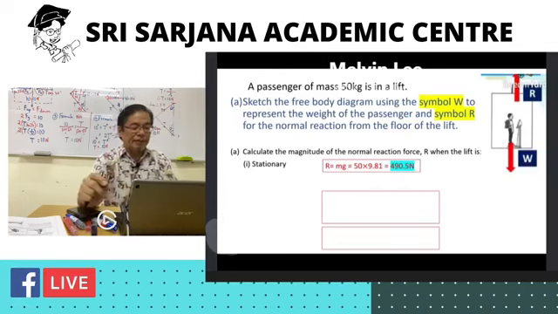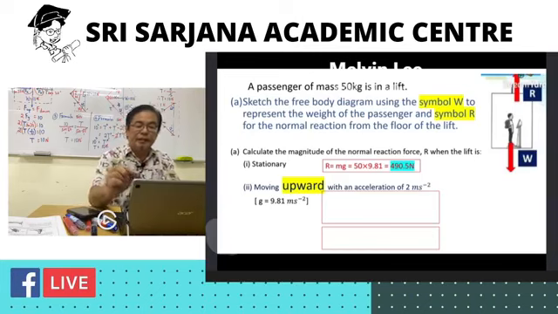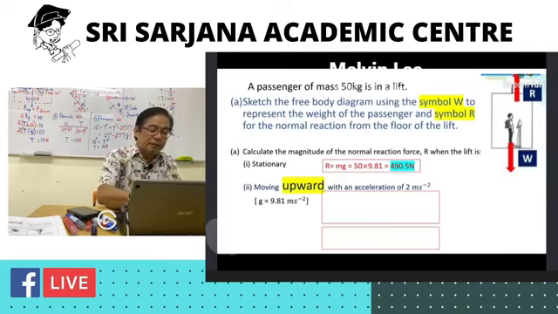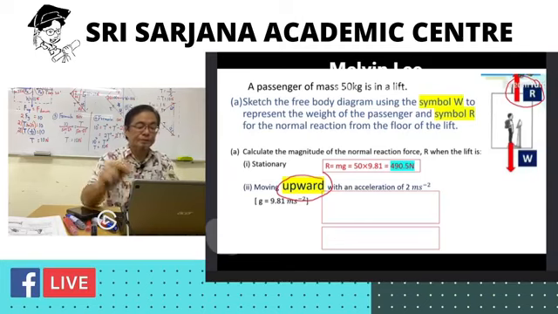Alright, you look at the second question. Now move upward. Alright, so upward, what does it mean? Understood? R is bigger. So resultant force is R minus W. Betul? R minus W. What is W? W is equal to mg. Betul? Kita masukkan nilai dalam.